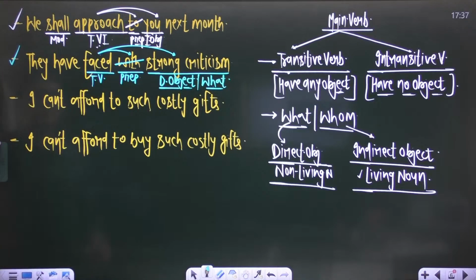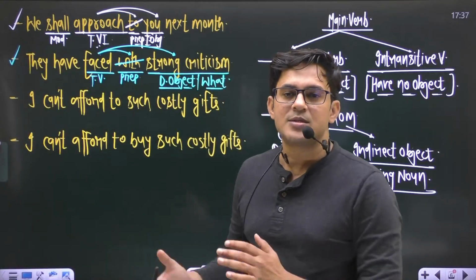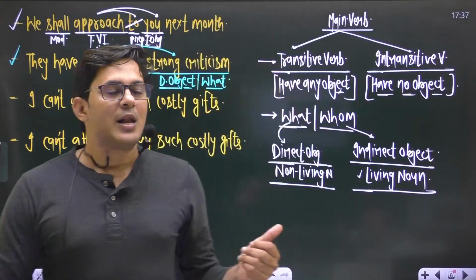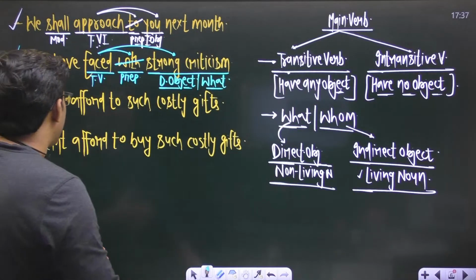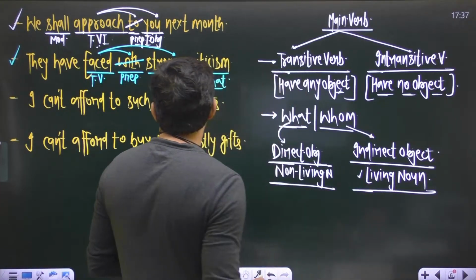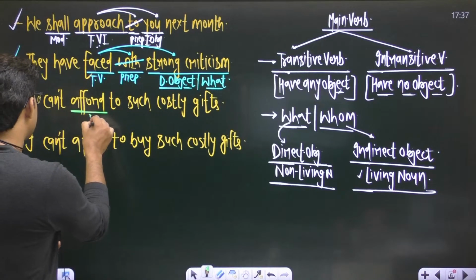Now the sentence will be fine, and the sentence will be like, they have faced strong criticism. Now the sentence is fine. Okay, let us move to the third sentence. I cannot afford to such costly gifts. In this sentence, again you have a verb, and the verb is afford.